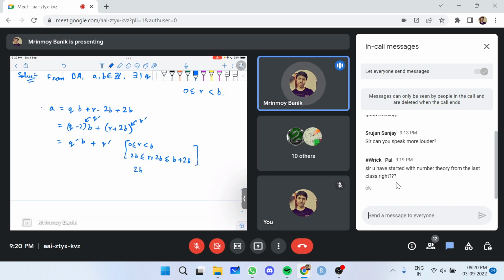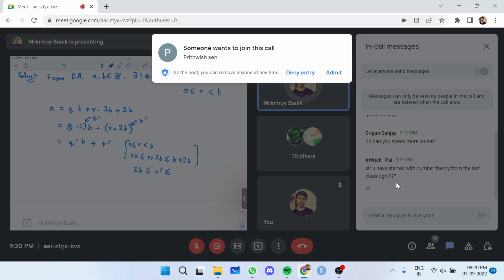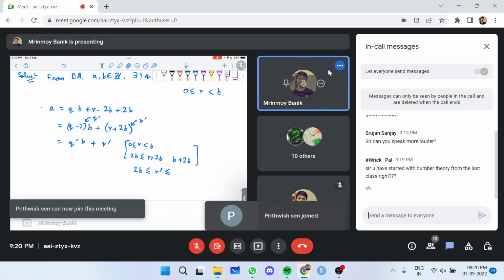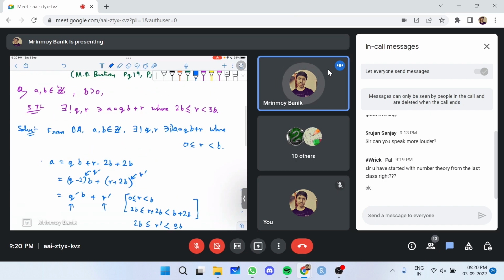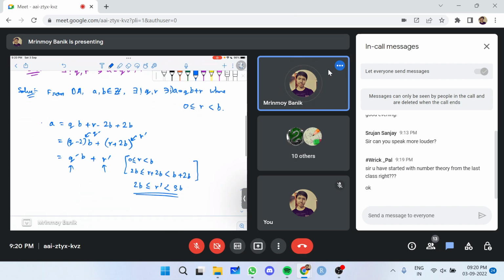So 2b is less than or equal to r dash, and not less than or equal, strictly less than 3b. So that's how we get two unique integers, namely q dash and r dash, where r dash satisfies the proposed inequality between 2b and 3b.